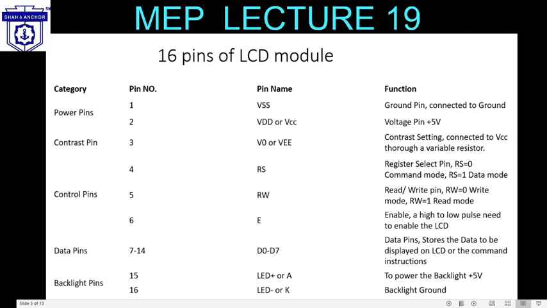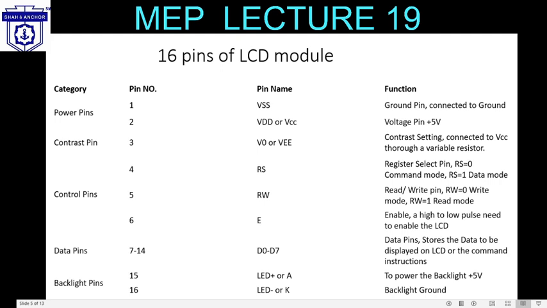And the last category of pins are the backlight pins, pin number 15 and 16. It's LED plus or A and LED minus or K, to power the backlight: plus 5 volt for the backlight and ground for the backlight. Pin number 15 and 16.